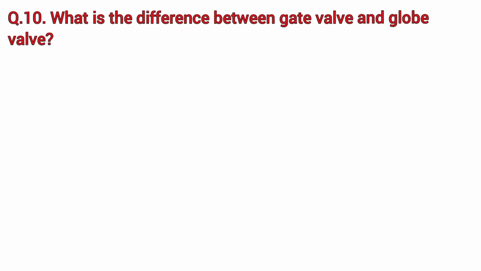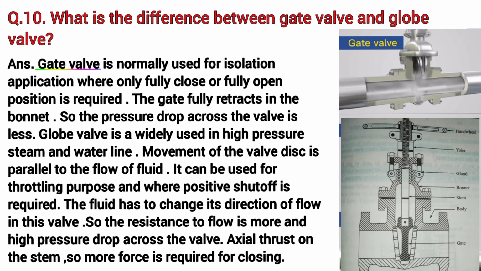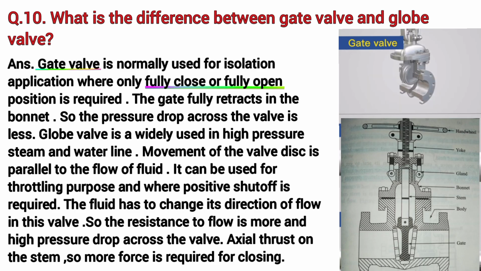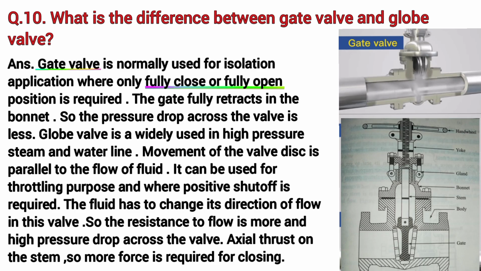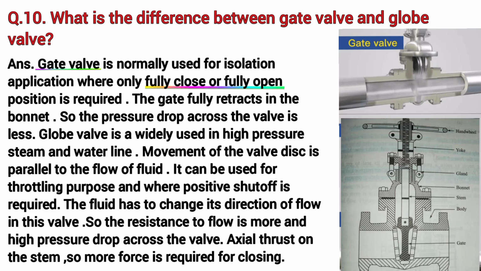What is the difference between gate valve and globe valve? Gate valve is normally used for isolation application where only fully closed or fully open position is required. The gate fully retracts in the bonnet, so the pressure drop across the valve is less.